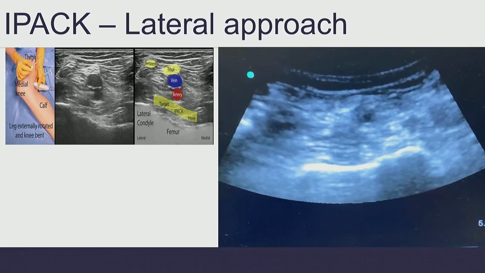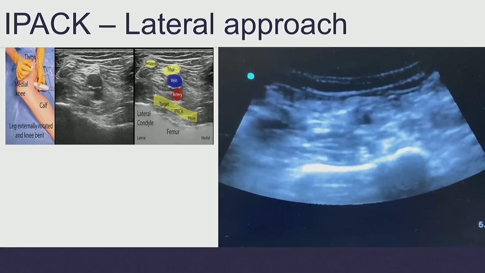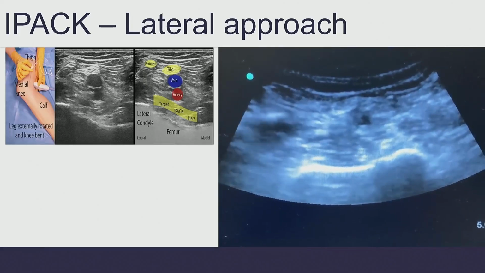Or this was what was first described, the lateral approach. You can see the popliteal artery way up here. Here's the metaphysis of the femur, and then this is the target where we would go to get the genicular nerves that come off of the sciatic. And so this is a video showing the lateral approach.